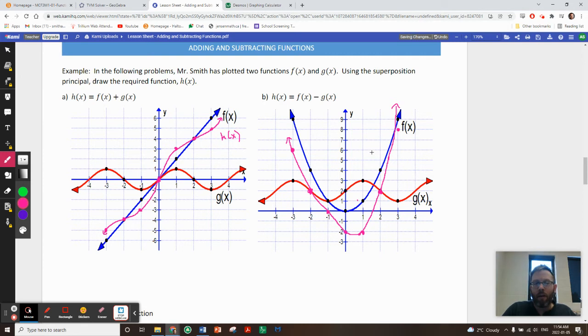Yeah, very interesting. But what I would expect you guys to be able to do, what's the moral of this story? If I gave you two graphs and asked you to find the sum or difference of those two graphs, that you would be able to apply the superposition principle.